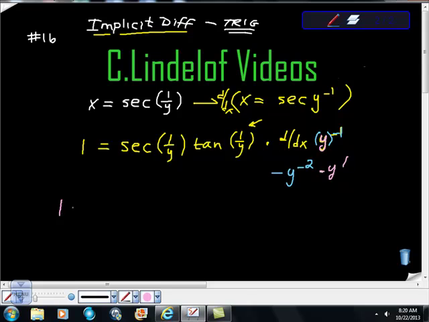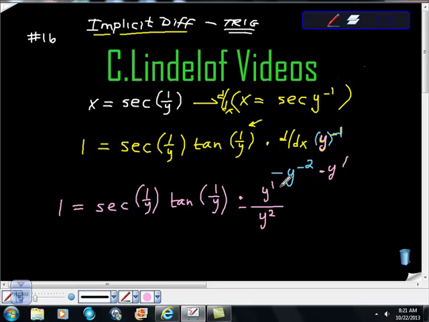So I'm just going to go back and rewrite this as 1 is equal to secant 1 over y tan 1 over y times, and then if you don't mind, I'm just going to clean this up, and I'm going to put y prime over y squared. Everybody okay with that? The negative sign that was here, this negative sign is here. I cured the negative exponent. Everybody all right with all that stuff?